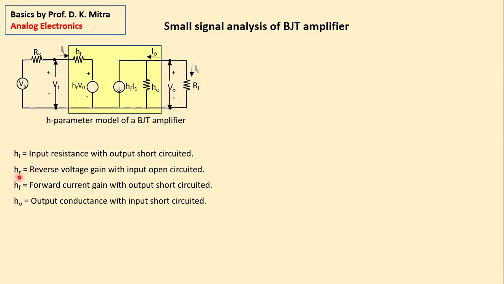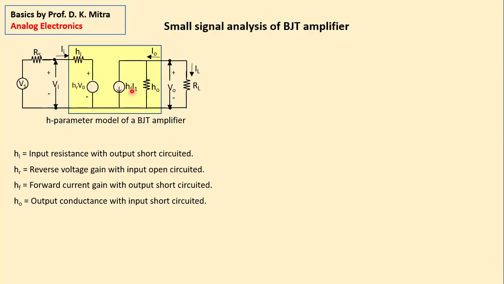HR is named as reverse voltage gain with input open circuited. So if this input is open circuit, that means the voltage source is removed from here and it is open circuit, then the proportion of output voltage which appears on the input side is HR VO. HR is called reverse voltage gain with input open circuited.